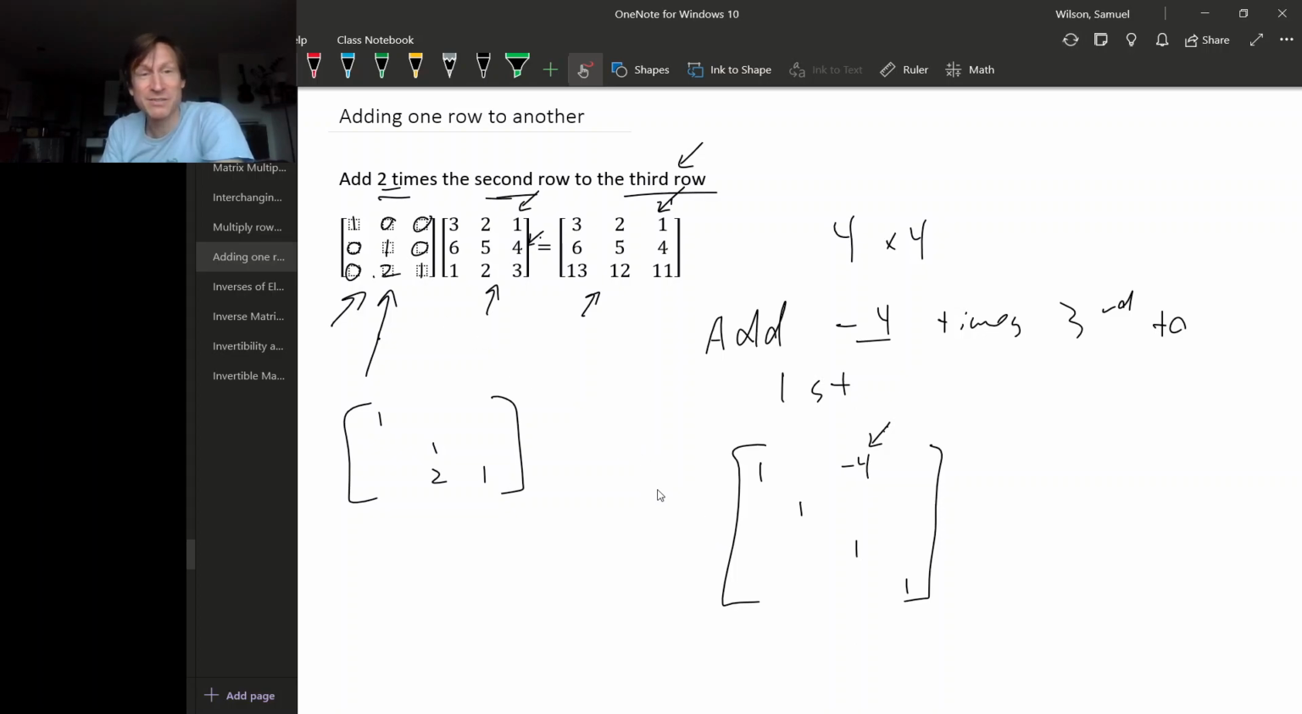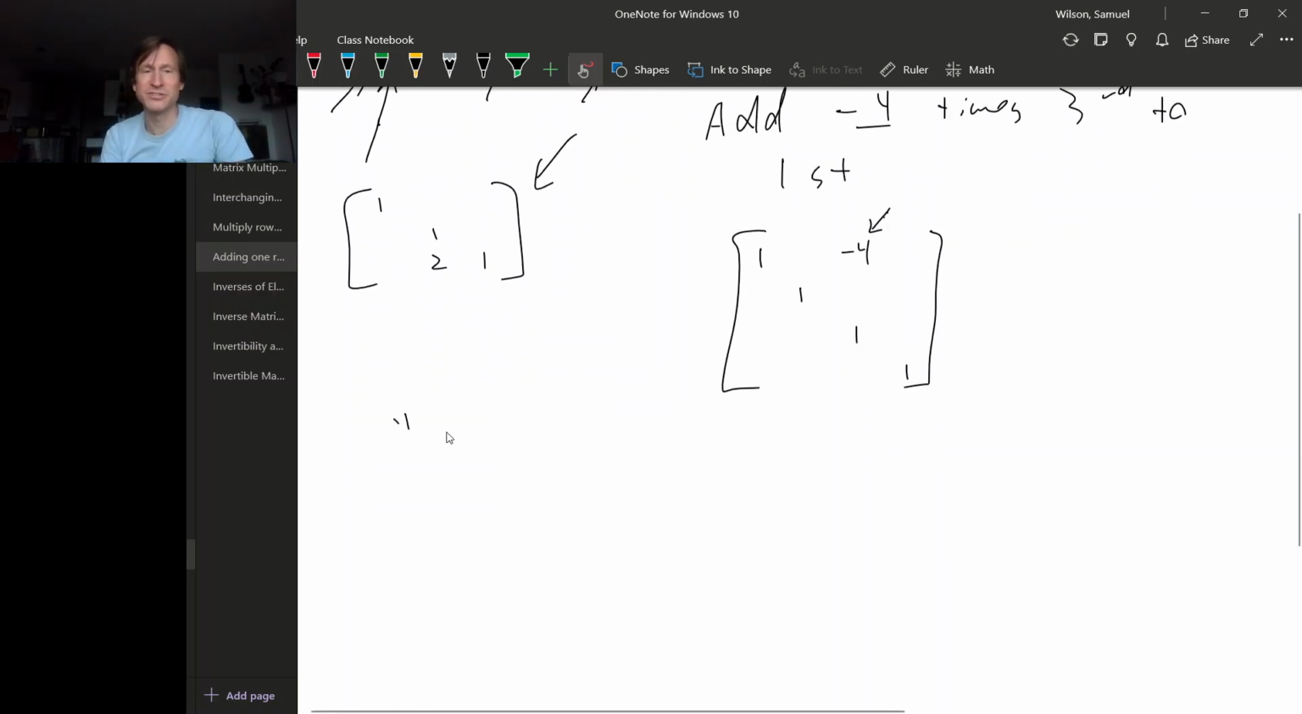So what we're seeing here is that by starting with the appropriate square identity matrix and then doing the row operation that we want, what we get is a matrix that does that row operation when you multiply on the left by that matrix. All of these row operations really are just matrix multiplication, but by special matrices. So these matrices that embody the row operations are called elementary matrices.